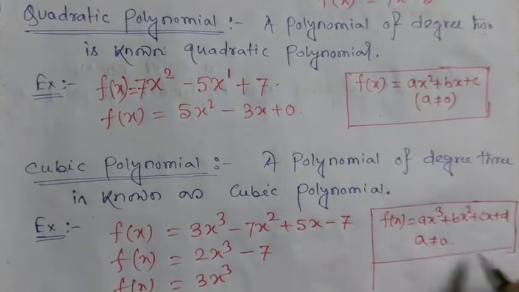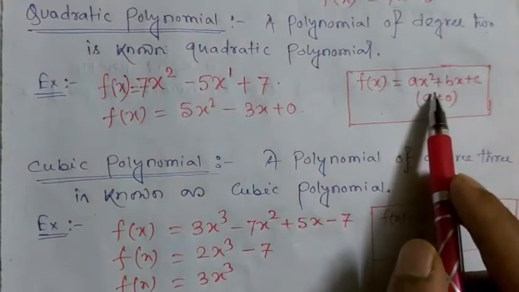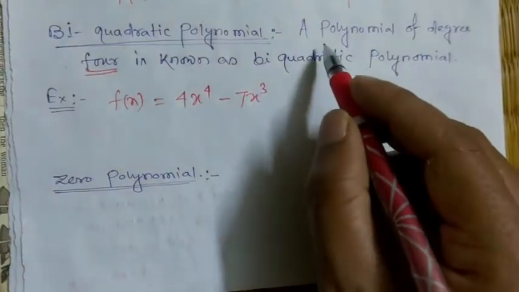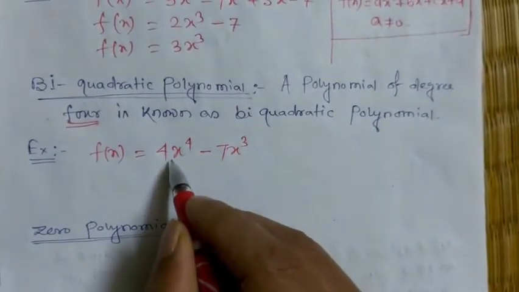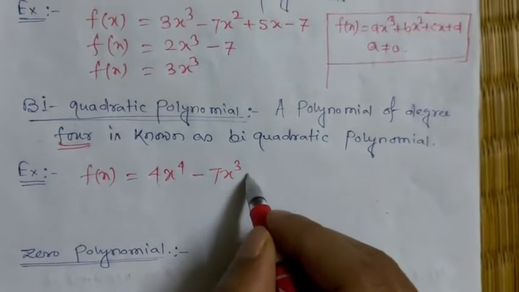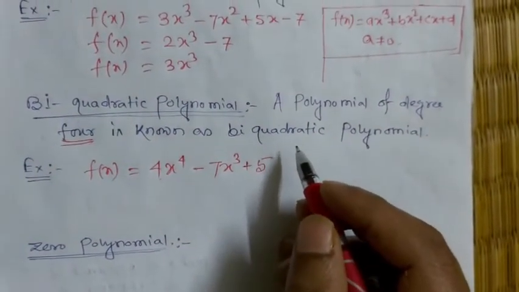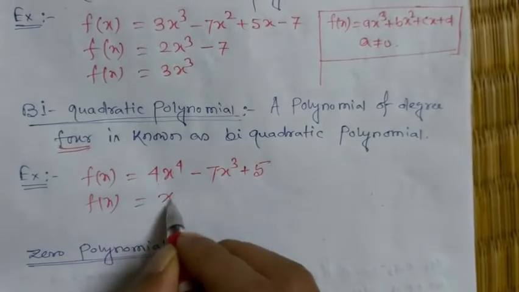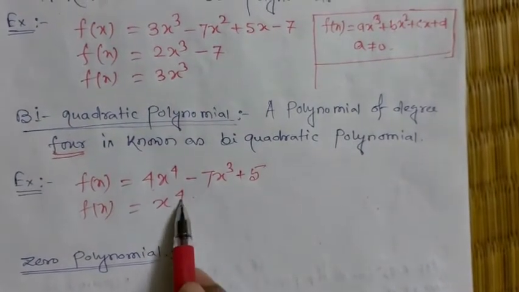If the value of a is 0, then this term is omitted, and the polynomial becomes a quadratic polynomial. Now next, biquadratic polynomial, a polynomial of degree 4. The highest power is 4, so 4x⁴ − 7x³ + 5 is a biquadratic polynomial. If you consider f(x) equal to only x⁴, this is also a biquadratic polynomial, because the highest power is 4.